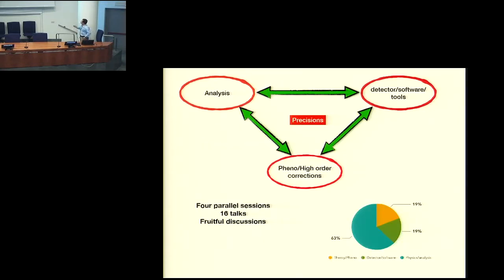And to realize these precision goals, we need a lot of preparation, something like detector software and new technology of software tools. And we need collaboration with the theorists on the final state study and some high order corrections and the analysis. This is a kind of iteration.